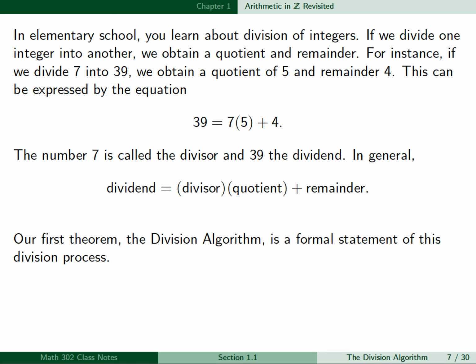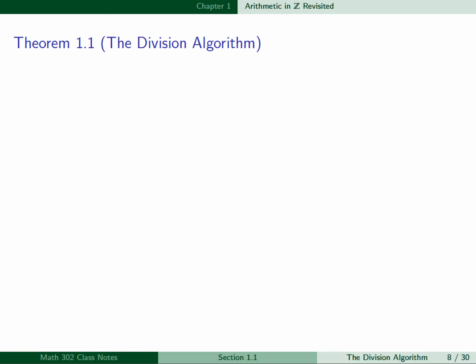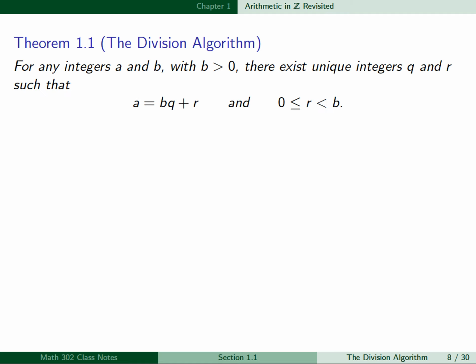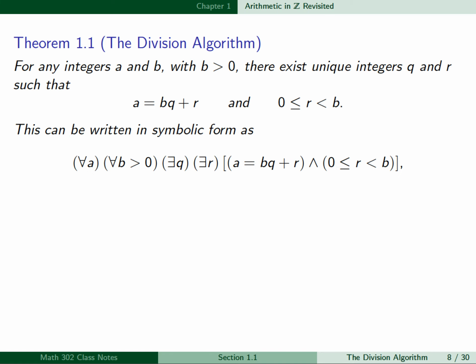Our first theorem, the division algorithm, is a formal statement of this division process. So this is Theorem 1.1, the division algorithm. And what it states is, for any integers a and b with b greater than 0, there exist unique integers q and r such that a is equal to bq plus r and 0 is less than or equal to r is less than b. This can be written in symbolic form as shown.